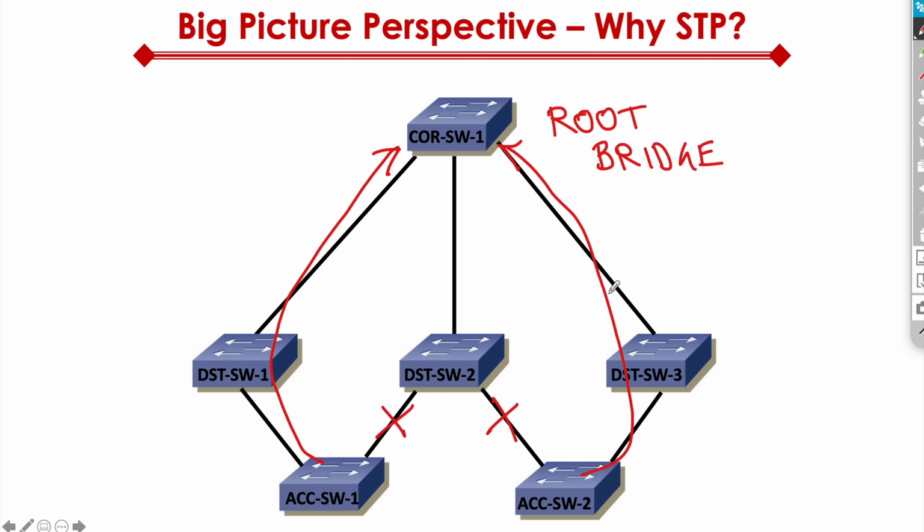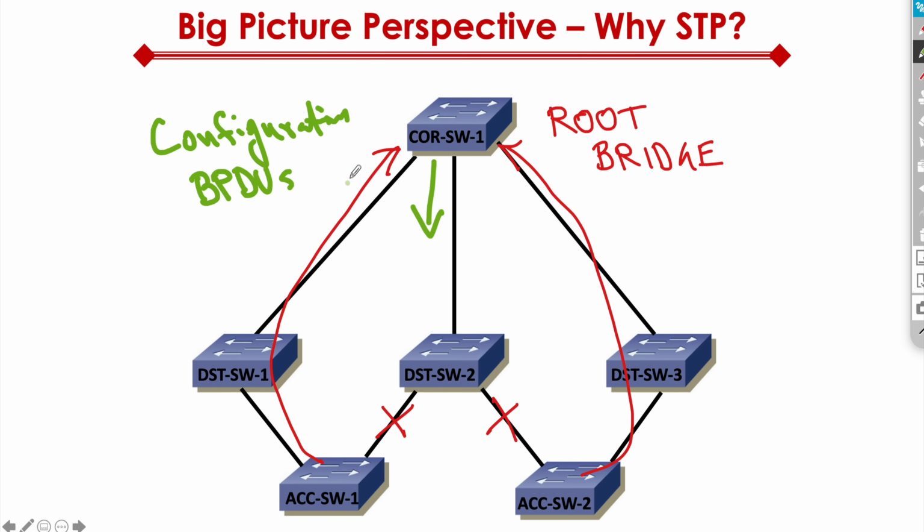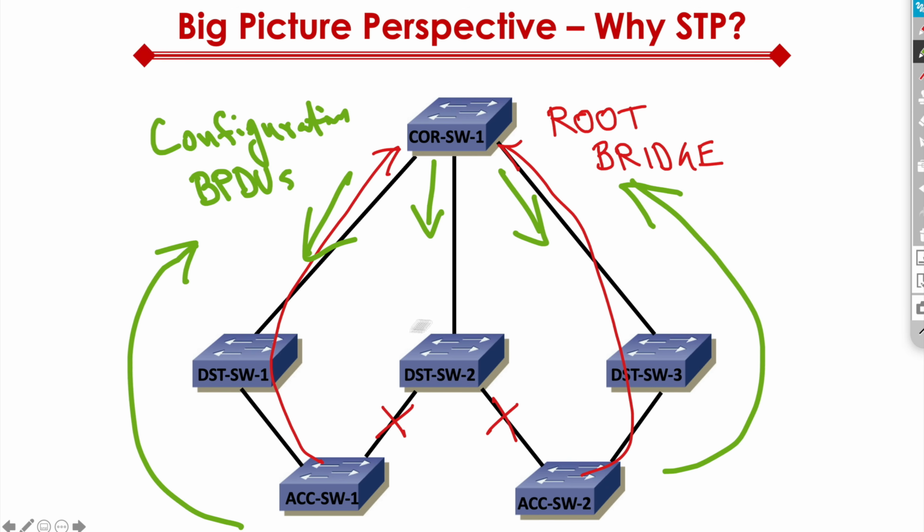Now, as I mentioned, there are two different types of BPDUs, config BPDUs and topology change notification BPDUs. Configuration BPDUs are sent by the root bridge, and they're sent down this way, downstream. Another terminology I want you to understand, when we go up toward the root, that's upstream. When we go down from the root to the other switches, that's called downstream. So the core switch sends configuration BPDUs downstream, whereas the topology change notification BPDUs are sent upstream by the non-root bridges to inform the root bridge of any change that happened in the network.